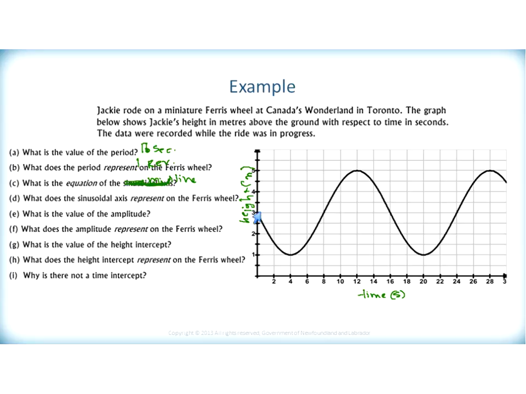And so we can see right here is the midline at 3. It's between 5, our minimum, and 1, our maximum. So y equals 3. What does the midline represent? The midline represents the height of the axle of the Ferris wheel.